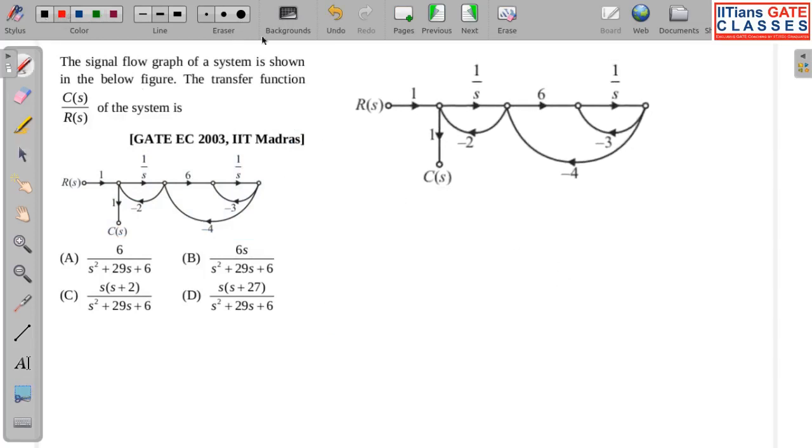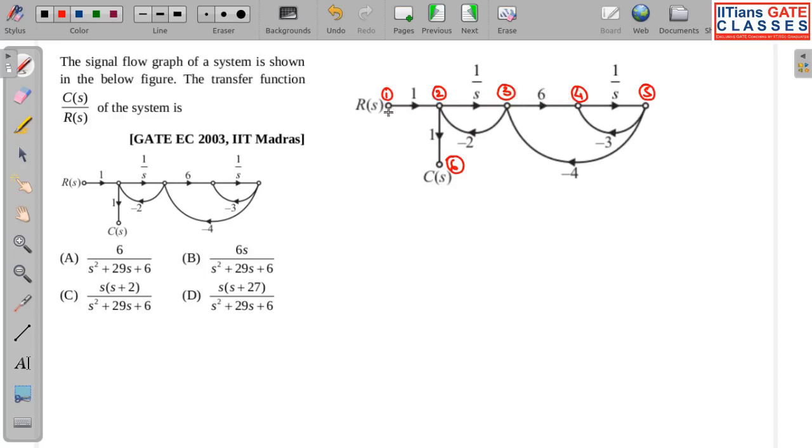Let me mark all the node positions over here. So this is 1, this is 2, this is 3, this is 4, this is 5, and this one is 6. Now why do I always circle the nodes? So that I don't confuse them with the path gains. Okay, so you can see over here.